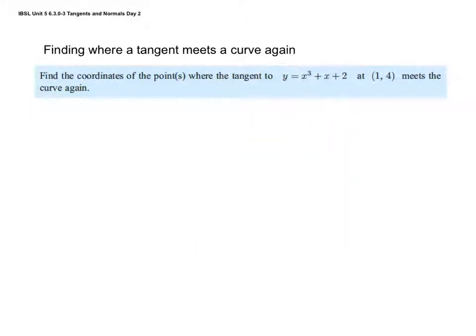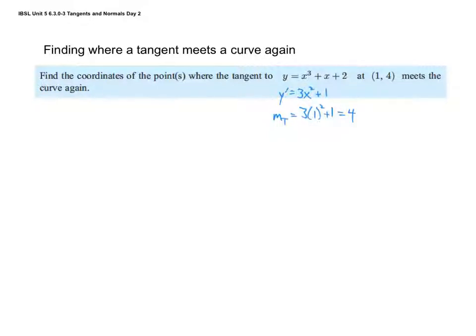Alright, so a lot of you are making good progress with this, alright? So, your dy dx, or your y prime, is 3x squared plus 1. So that means the slope of the tangent line is going to be this when x is 1. So 3 times 1 squared plus 1. Okay, remember the derivative at a point gives us the slope of the tangent line. So here our slope equals 4.